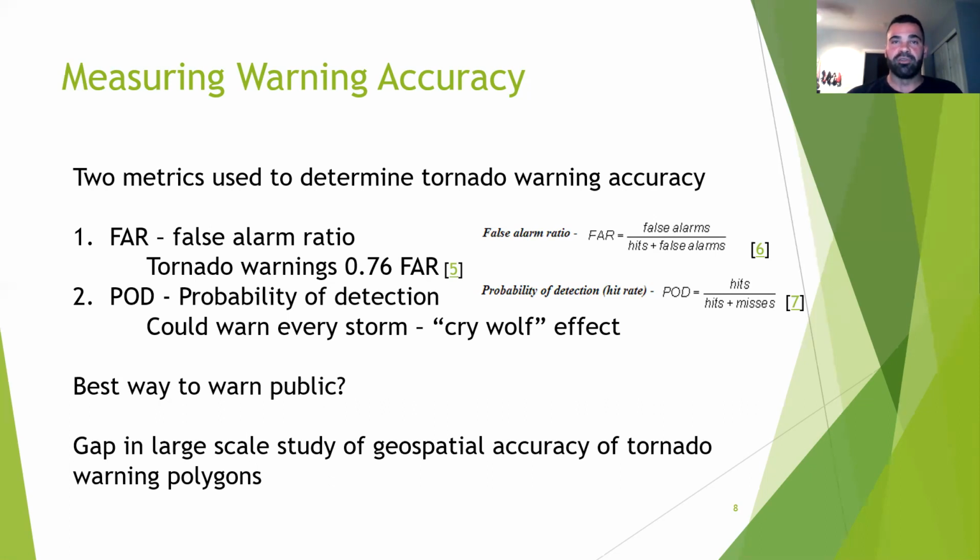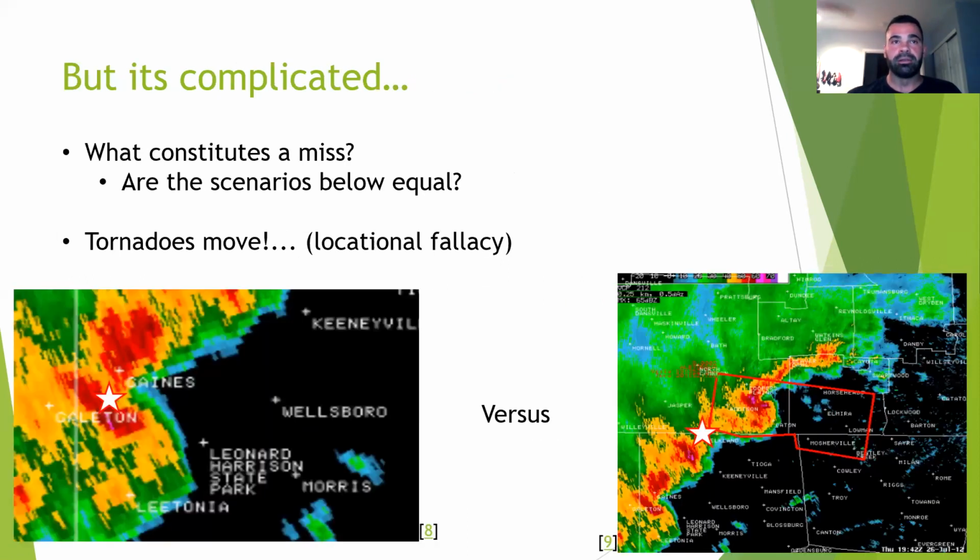We can see the equations for FAR and POD on the right-hand portion of the slide. It's also worth noting that there are more complex dichotomous statistics like the Heidke skill score and Pierce's skill score. These equations are just simply using hits and misses in various ways that determine forecast accuracy. So what is the best way to warn the public? In my research, I found that there's a gap existing in studies around the geospatial accuracy of tornado warning polygons. And the reason for that is it is complicated.